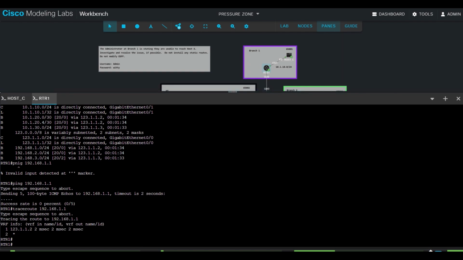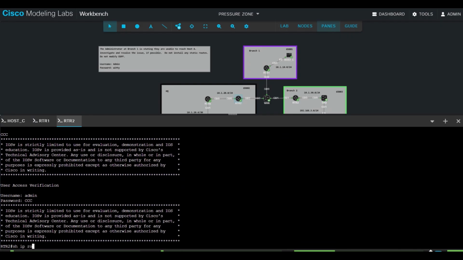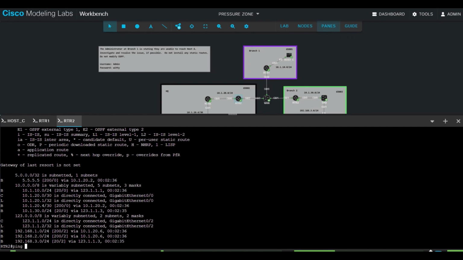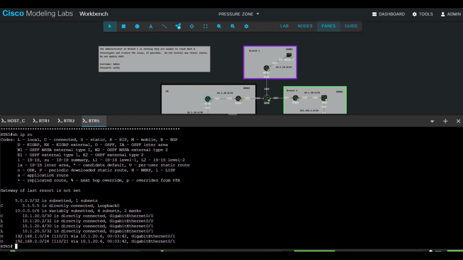This verifies reachability between Branch 1 and headquarters. This also reveals that the problem is likely that Router 2 does not have a route to the destination, or Router 5 doesn't have a route back to Router 1. Router 2 does have a route and reachability to the destination. Check out Router 5. It doesn't have a route to Branch 1's networks.